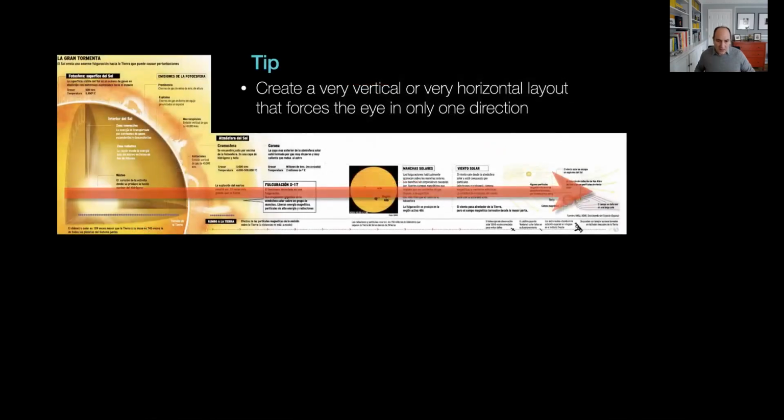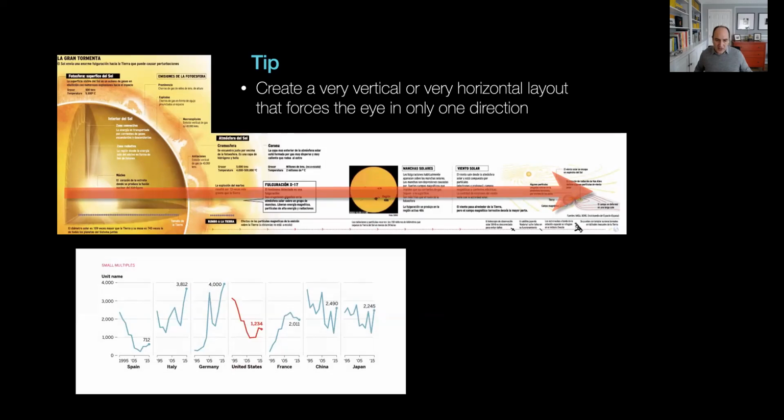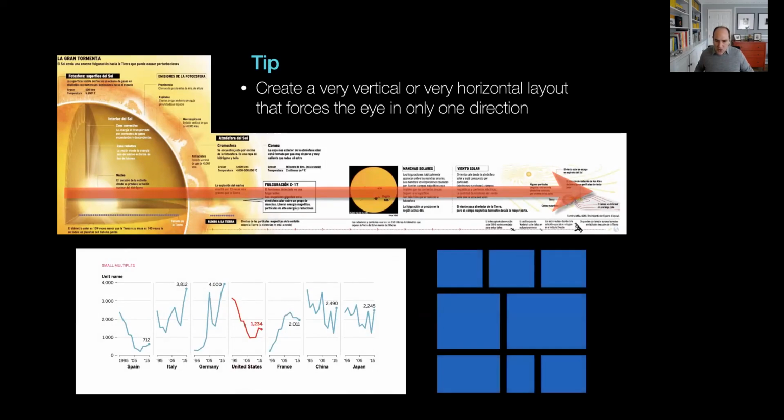For both data visualization and infographics, a good idea sometimes to avoid confusion is to create a very vertical or very horizontal layout in a way that forces your eye in only one direction. That always works with charts and infographics. It's very easy to read, as opposed to stacking rows and columns of elements. When you do that, these elements start competing with each other for attention on the page. So try to make something that is a bit more linear whenever possible.